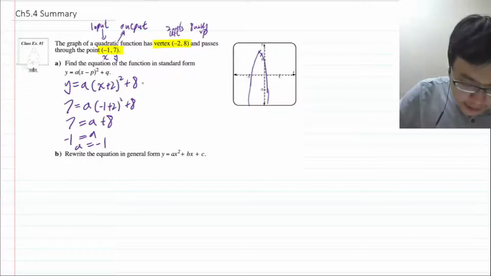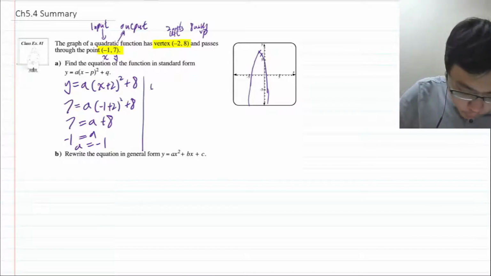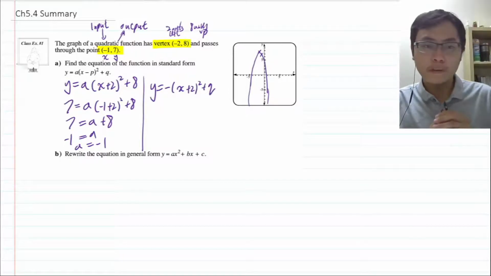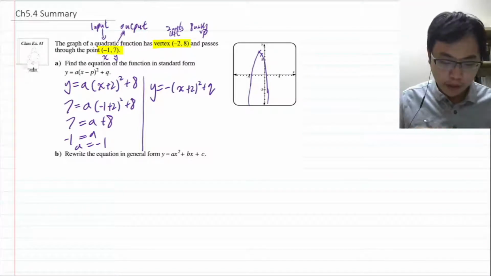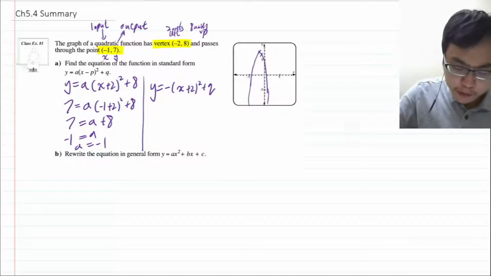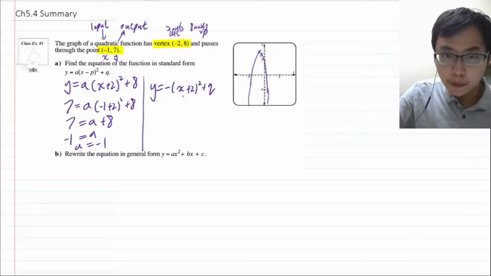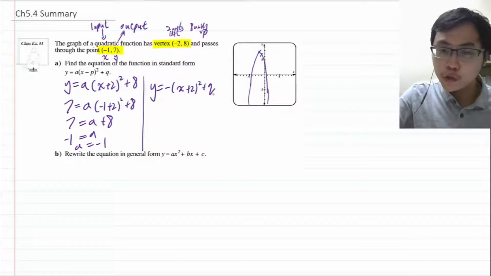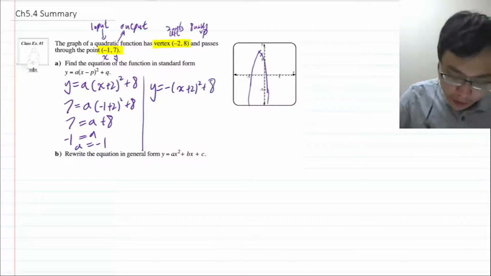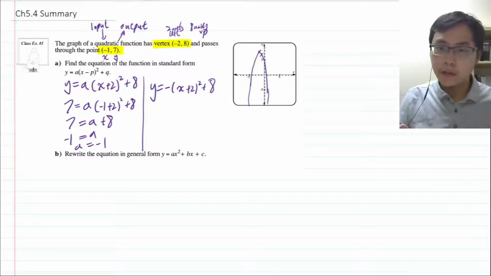Okay, so the last thing is, let's just rewrite it. y equals negative of (x plus 2) whole squared plus 8, and we have written it in standard form. Now, the second part is to write it in the general form. So the general form is just to expand the perfect square part, and then you add the 8 to the other number. Sorry, I wrote q earlier, but this should have been plus 8.